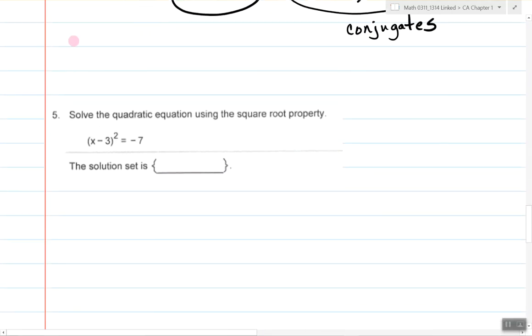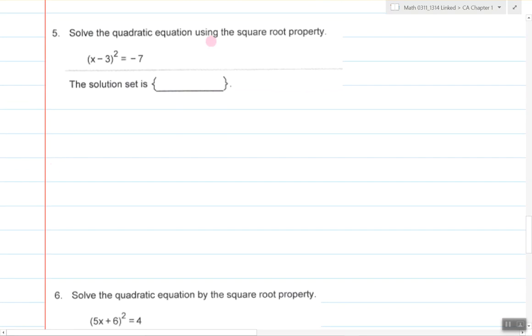Moving on to number 5. Use the square root property. Something squared is equal to negative 7. So yes, it is in the right format. I'll copy the problem down. X minus 3 squared is equal to negative 7. Using the square root property, that becomes x minus 3 is equal to plus or minus the square root of negative 7. You are taking the square root of both sides. On the left side, it just gets rid of the square. On the right, it shows up as a radical. Don't forget your plus or minus.